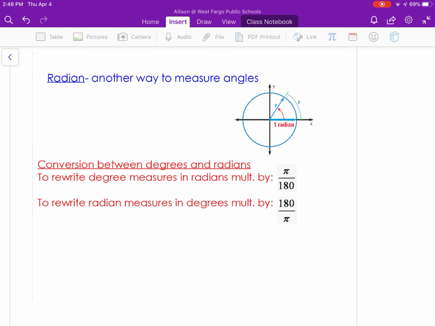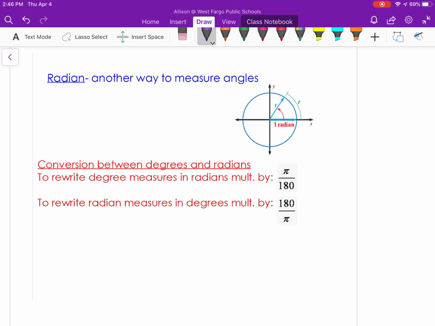So what is a radian? Well, a radian is just another way to measure an angle. We typically see angles in degrees, but we can use radians as well. And radians are associated with pi, like the 3.14. Pi radians is equal to 180 degrees. So that's the conversion between radians and degrees. 1 pi radian is the same thing as 180 degrees.